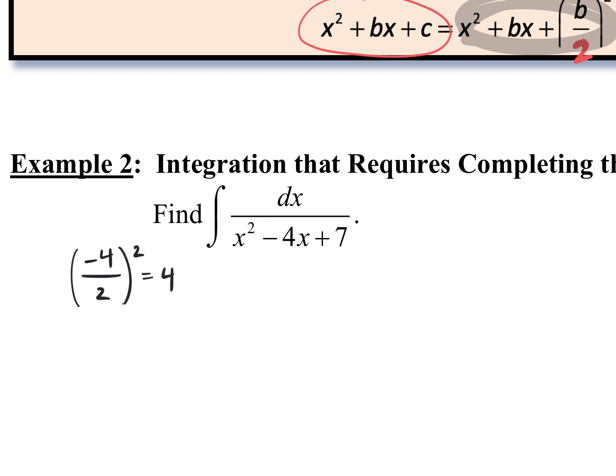So I'm going to kind of color code here so you see what's happening. I'm, again, manipulating the integral so that I can actually evaluate it. So this is x squared minus 4x. I'm going to change colors here. I'm going to add 4 and also subtract 4, and then have my plus 7.